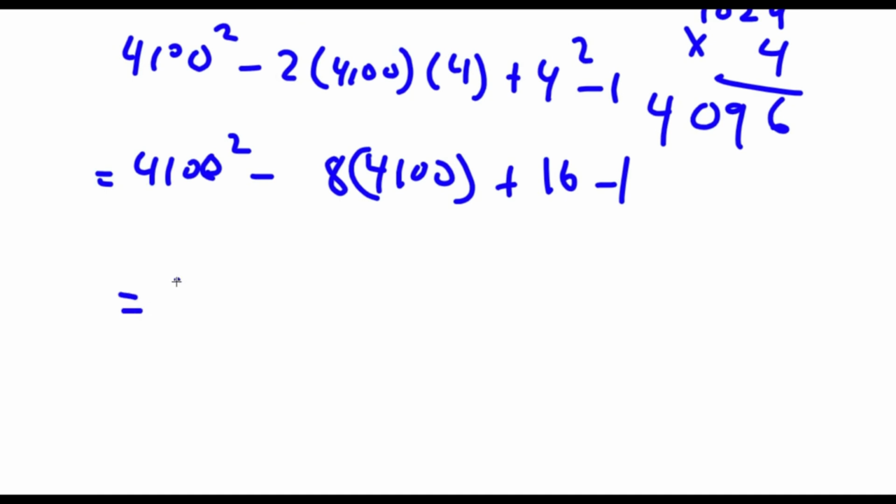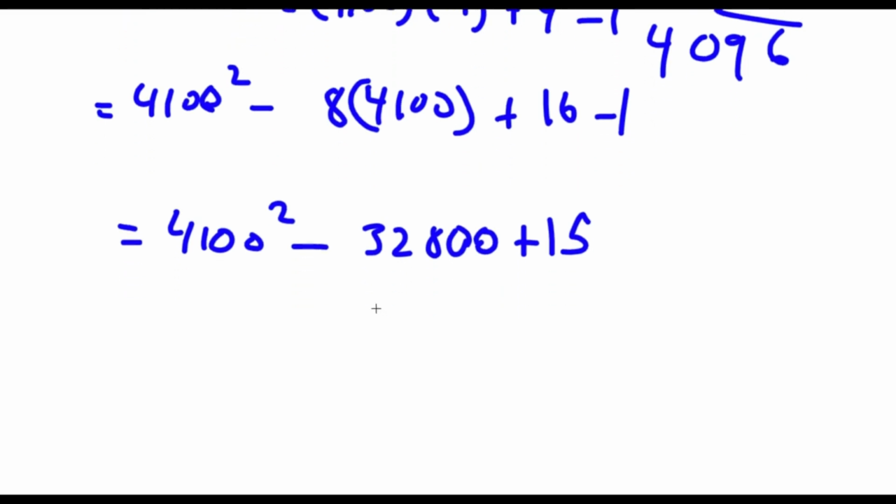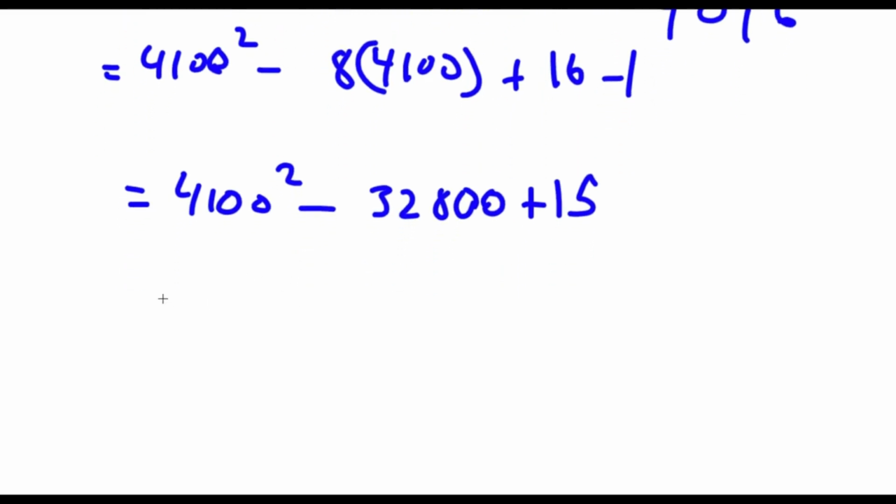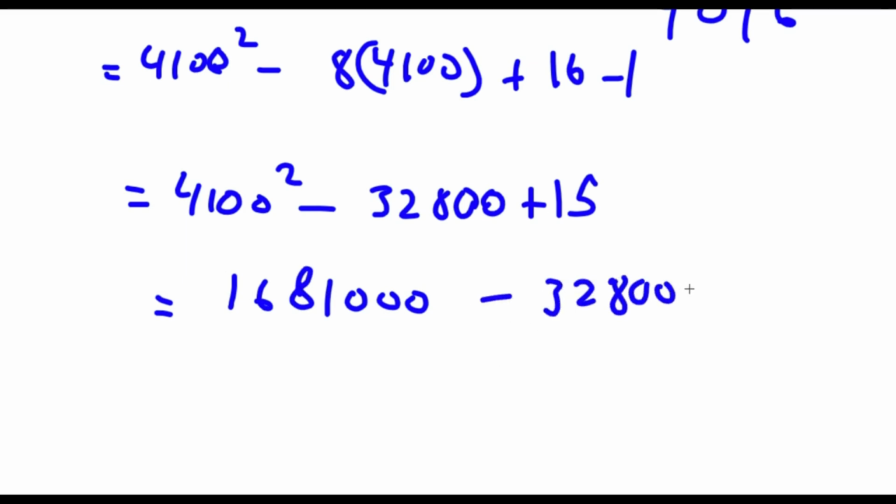Now 16 minus 1 is 15, so now I have 4100 squared minus, well, 8 times 4100, that's going to equal 32,800, plus 16 minus 1 is 15. And now 4100 squared, this is the same thing as 1,681,000. Now I have this minus 32,800 plus 15. And now 1,681,000 minus 32,800, that's going to equal 1,677,000.